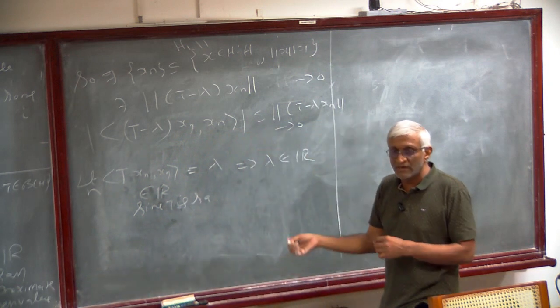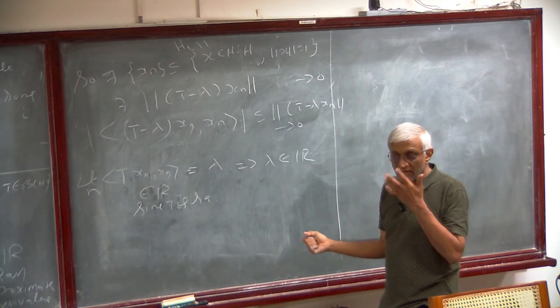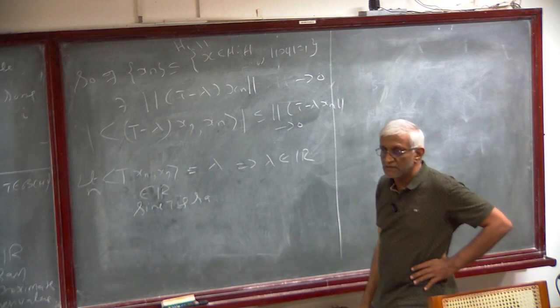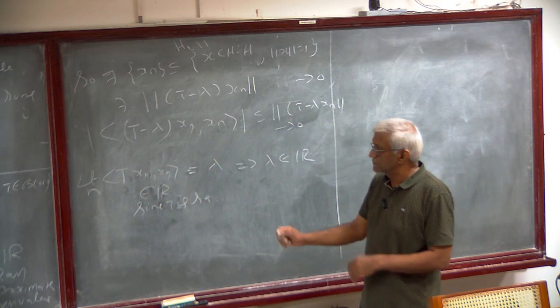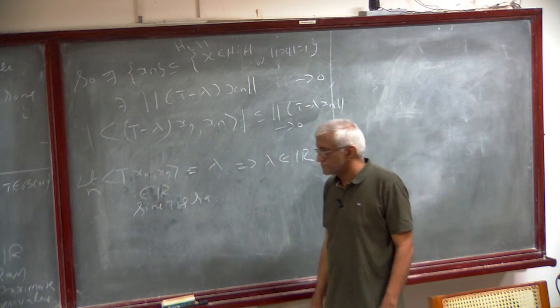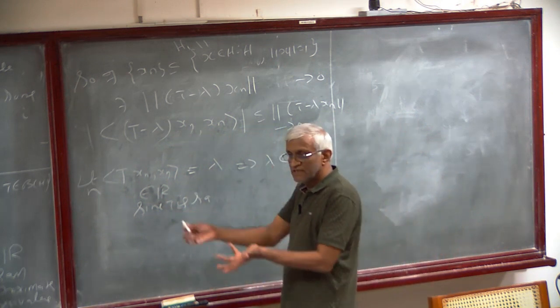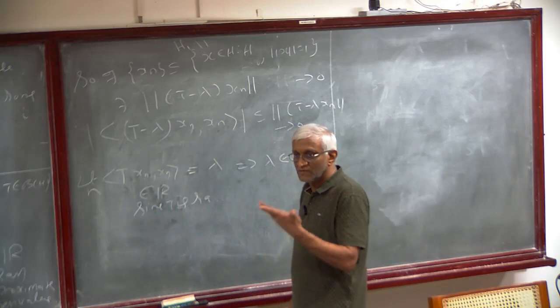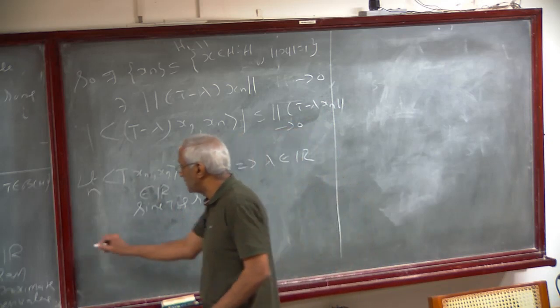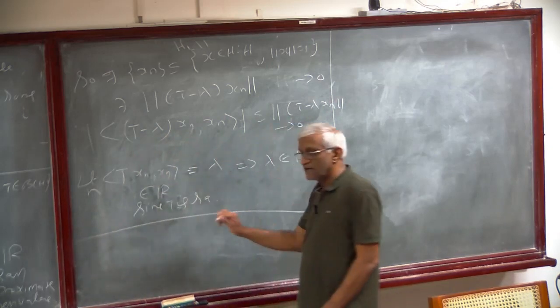So lambda in sigma(T) implies lambda is real for a self-adjoint operator. Okay. I mean, if it is an eigenvalue, it's easy to prove directly. That's what you will prove when it's an eigenvalue. Here we use the fact that it's an approximate eigenvalue.